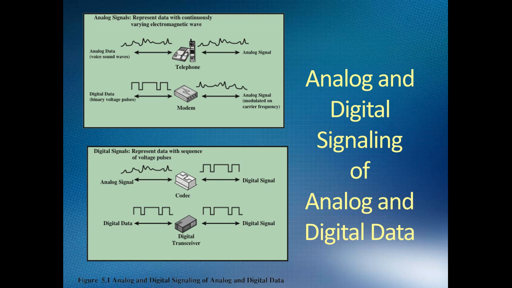If I have digital data, I want to send it, transfer it into digital signal. That's easy. I use a device called a digital transceiver. Transceiver is an abbreviation of what? Transmit and receive. Very good.